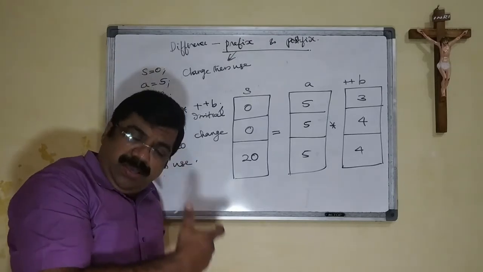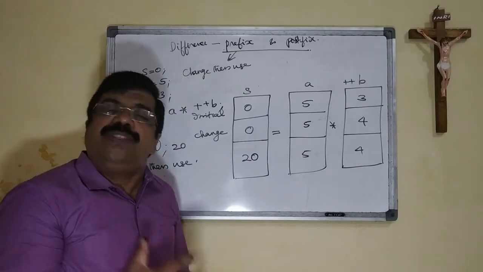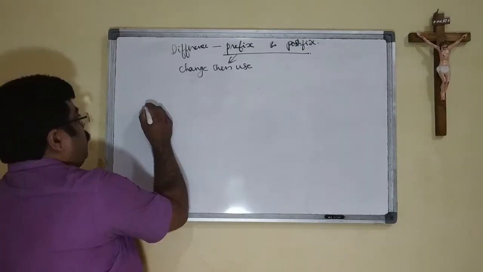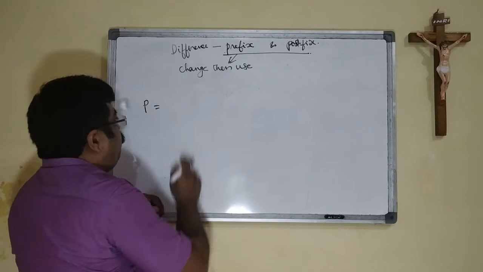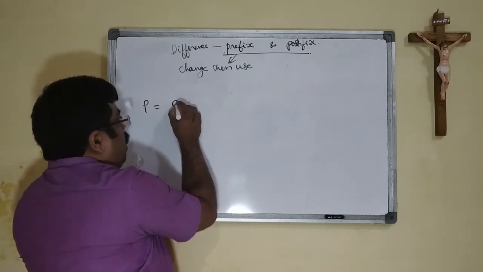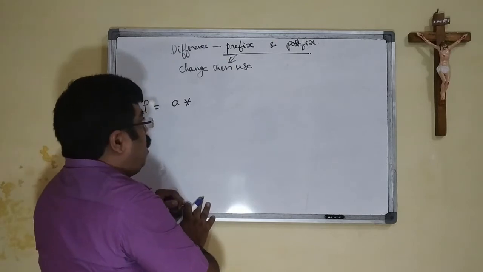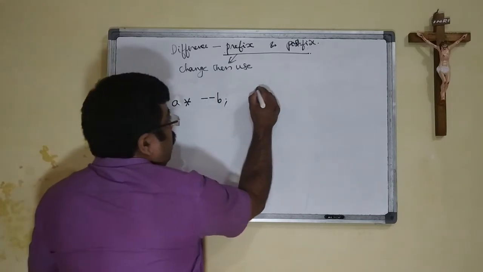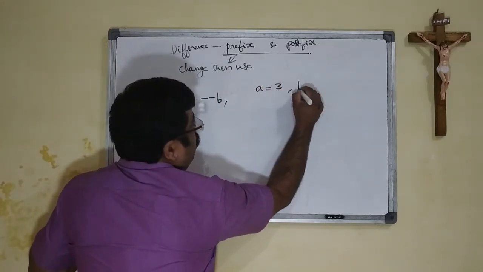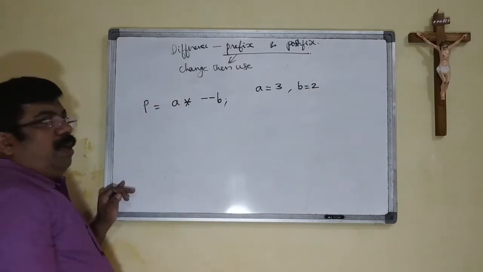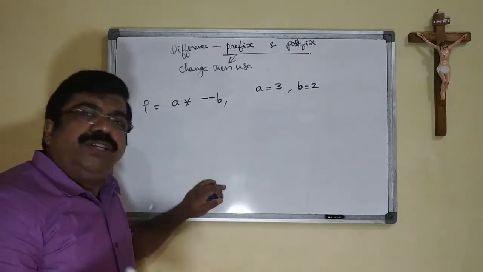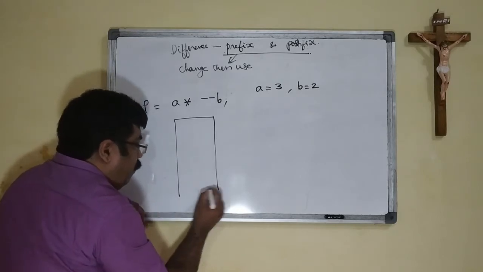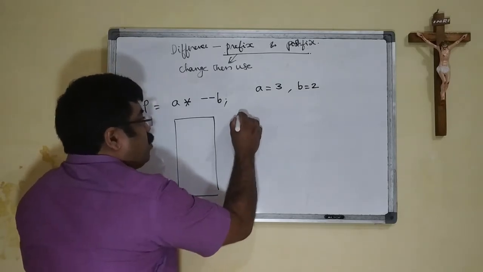Now, let us see prefix decrement also with the help of another example. P is equal to A into minus minus B, where A is equal to 3 and B is equal to 2. P is having no initial value, that means it is 0. Let us see. Same way of explanation.